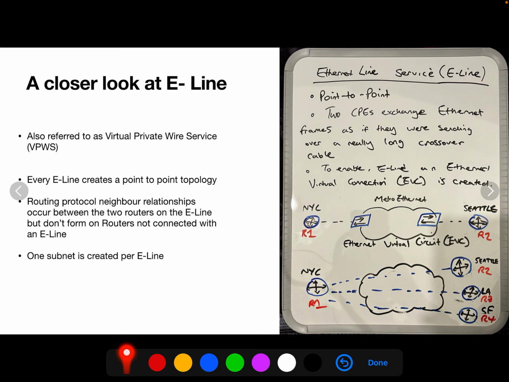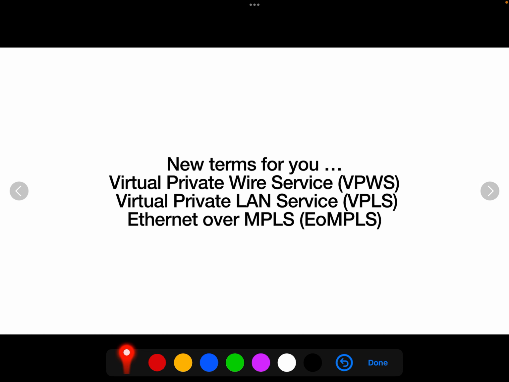Now, routing protocol and neighbor relationships occur between two routers on the E-Line, but don't form on routers not connected to the E-Line. So if I had a router here but it's not connected to that E-Line, there's not going to be a routing protocol neighbor relationship formed there. They need to be connected to the E-Line. Like if I stick another router here for Las Vegas, for example, and it's not connected to an E-Line, there is no routing protocol neighbor relationship occurring. So let's move on.